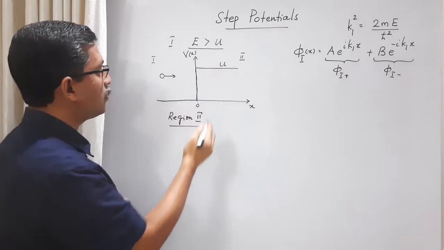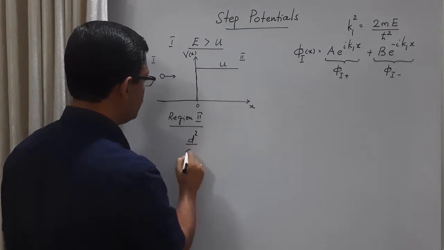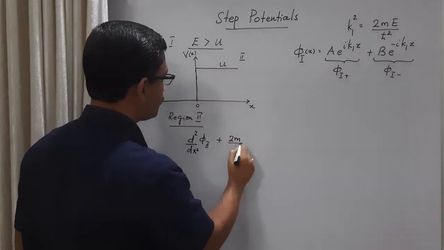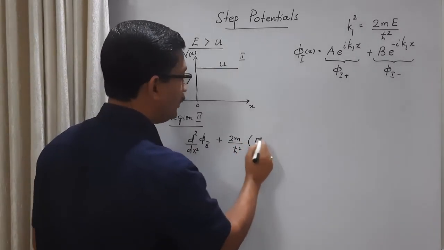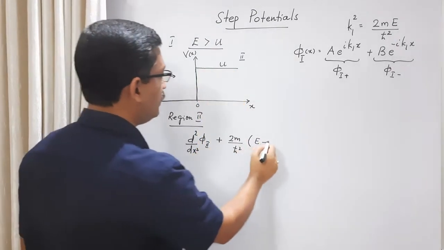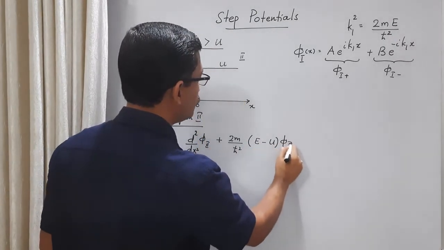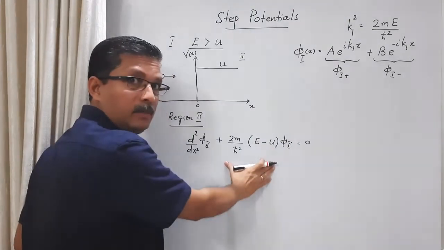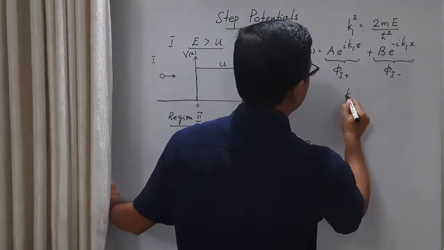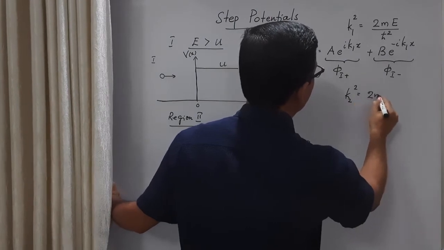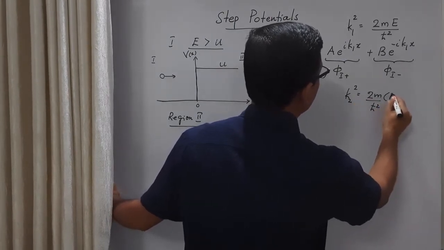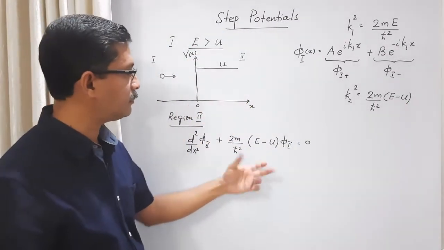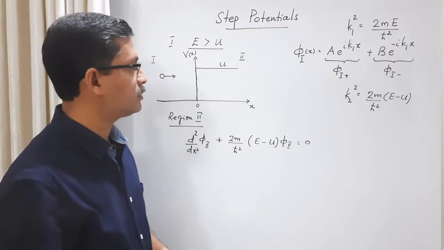So now let us consider region 2. As before, let's write the Schrodinger equation. We have d square by dx square of phi 2 plus 2m by h cross square (E minus V) phi 2 equals 0. But V is equal to U in region 2, so E minus U. Let me put 2m by h cross square (E minus U) as k2 square. Remember E is greater than U, so E minus U is a positive quantity, so k2 square is a positive constant.